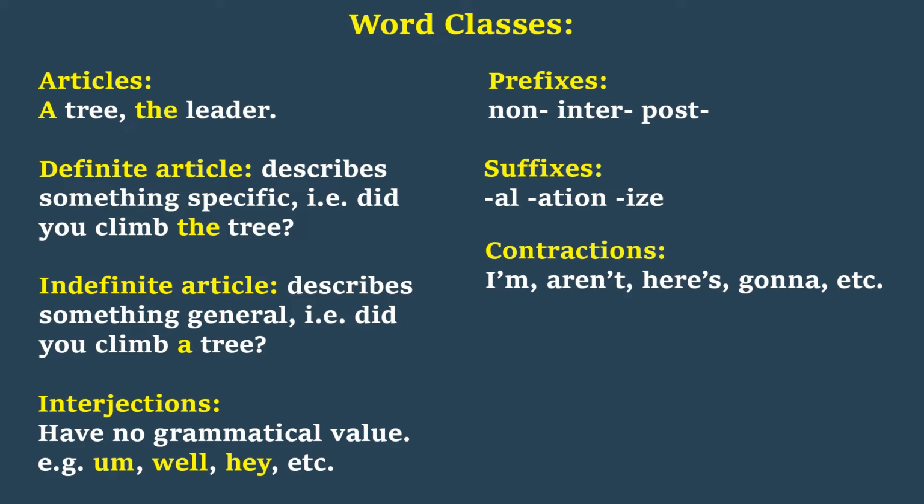Contractions are just words that have been made shorter. So for example, instead of saying I am, you can say I'm. Instead of saying are not, you can say aren't. Instead of saying here is, you can say here's, and instead of going to, you can say gonna.